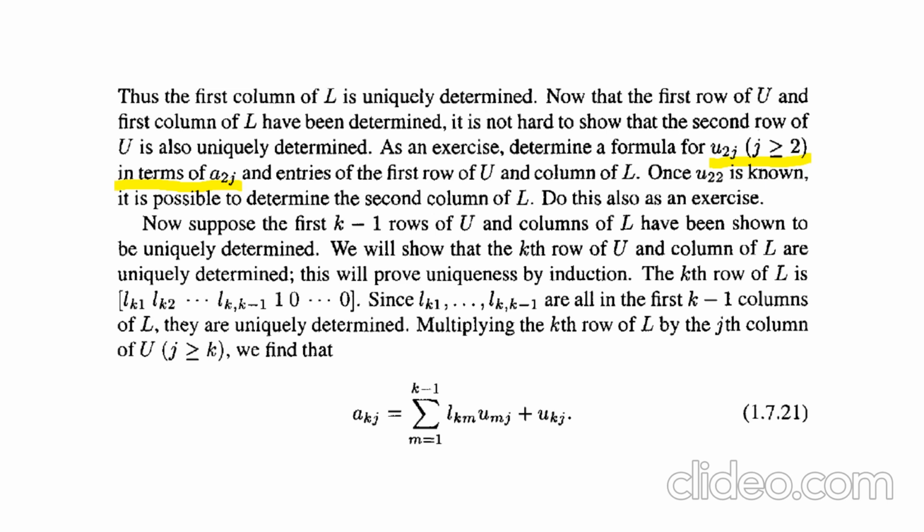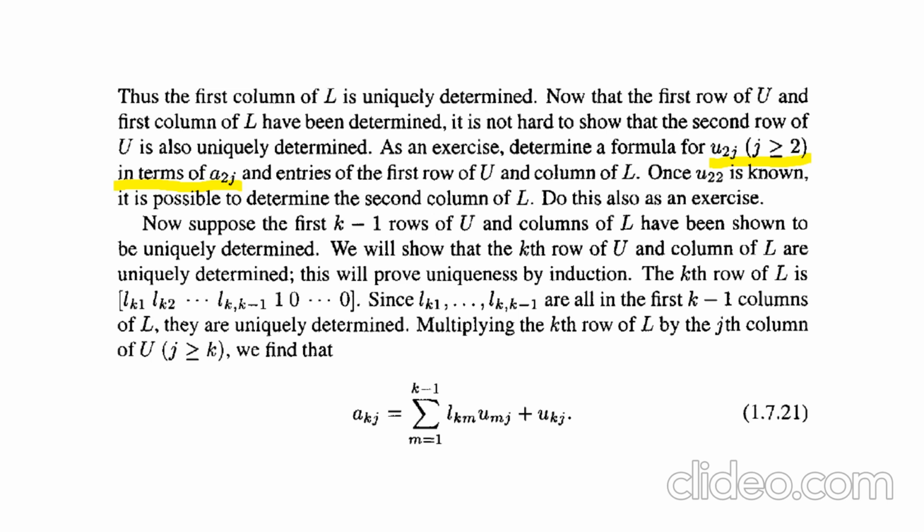You will try to find a main formula for U2J in terms of U1J, Li1 and entries of the first row of U and columns of L. Once you find U22, it is possible to determine the second column of L. As it is written here, you have to do it as an exercise. You will easily do this.